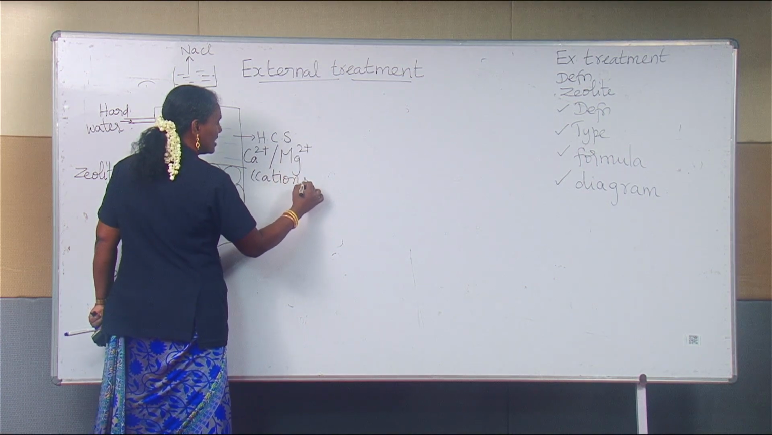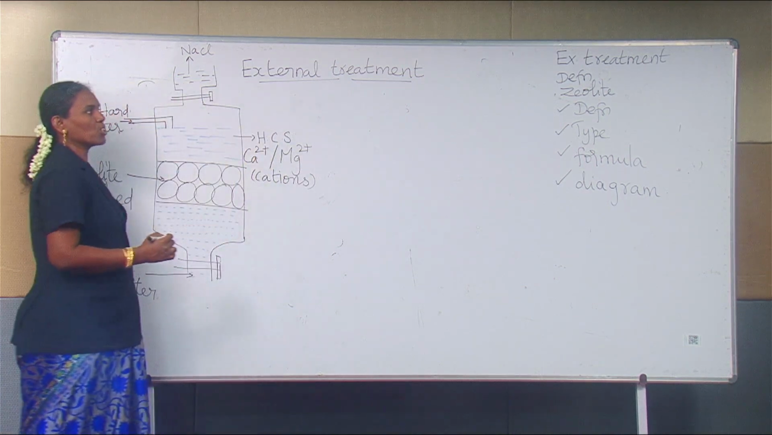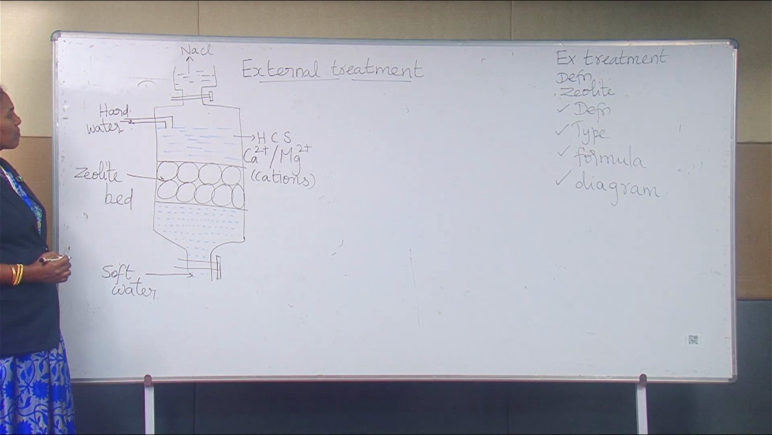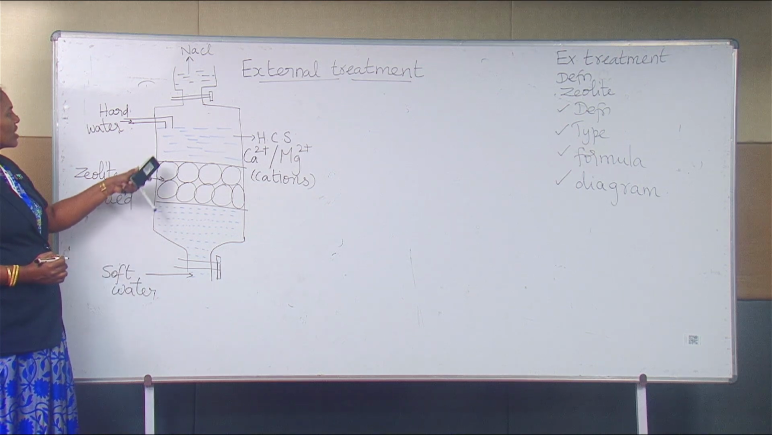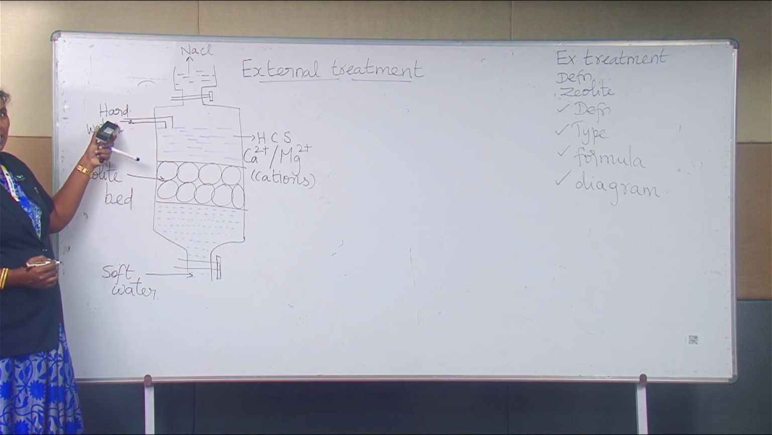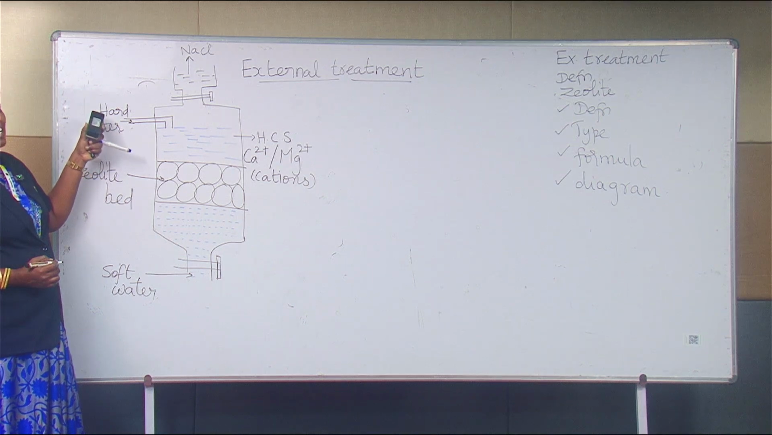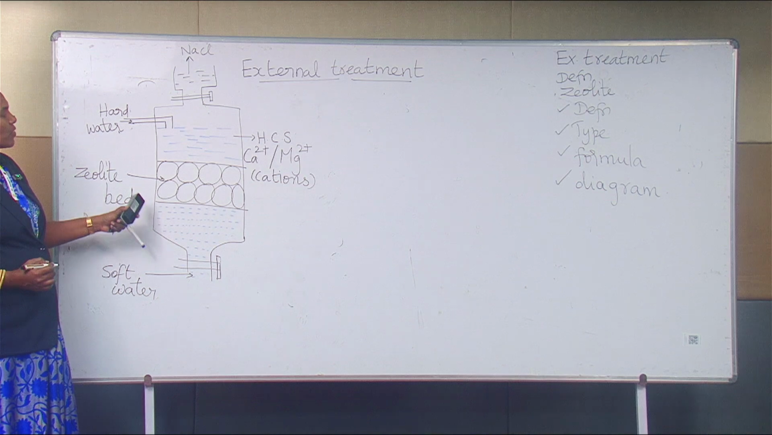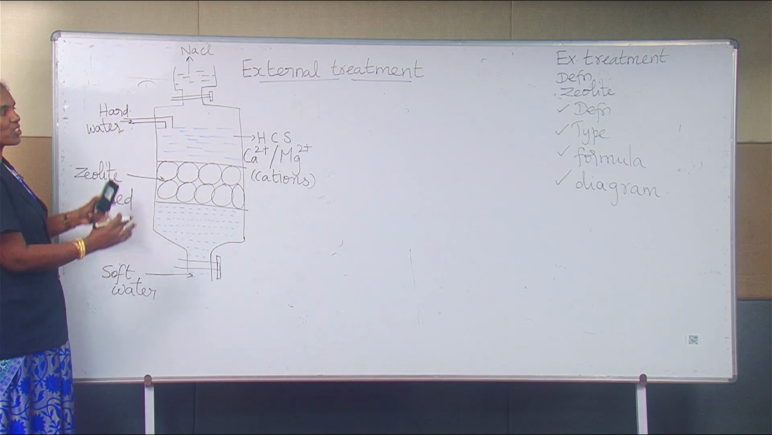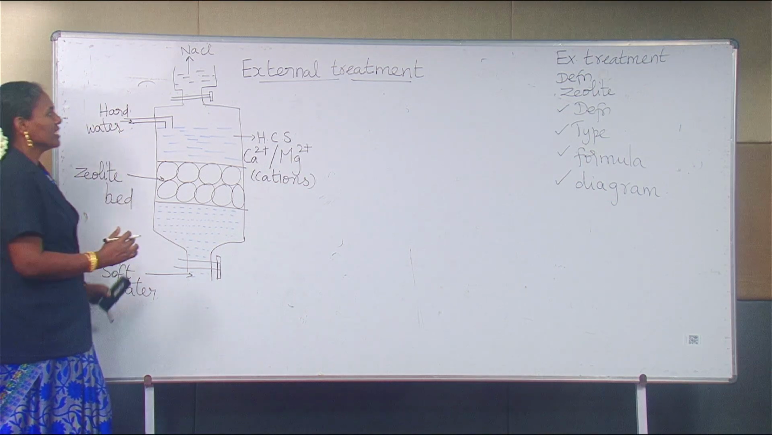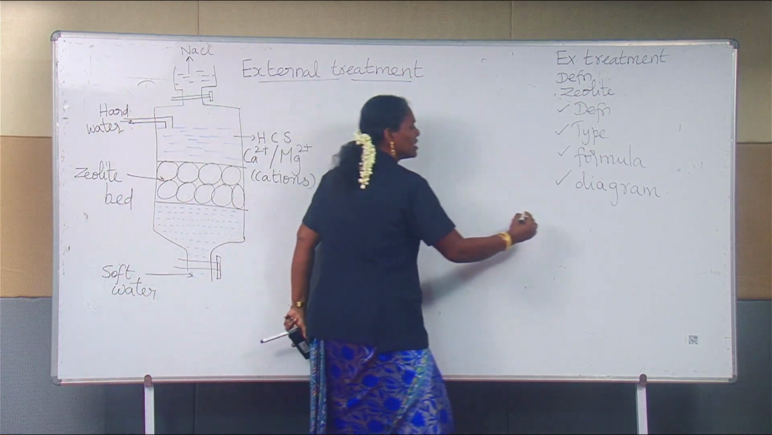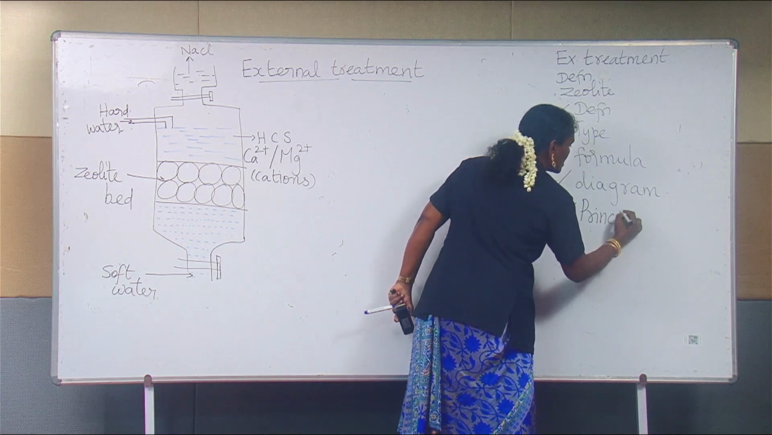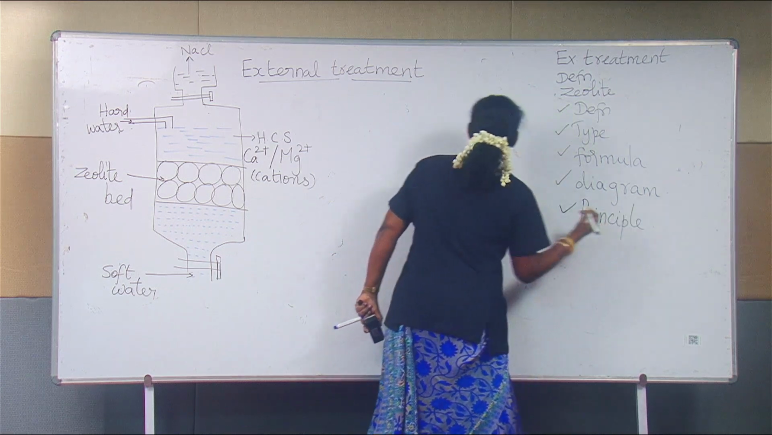Usually in the zeolite process, only cations are removed. So we are passing hardness causing salt. Where is this hardness causing salt present? It is present in the hard water. So what is the principle? The structure is over, the diagram is over. Then next you have to see the principle. We have to discuss the principle. What is the principle?